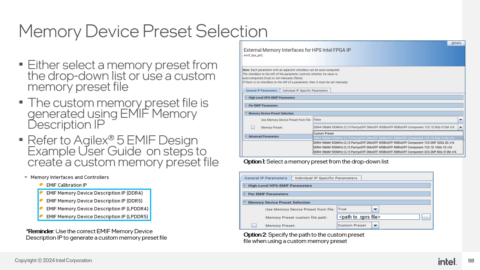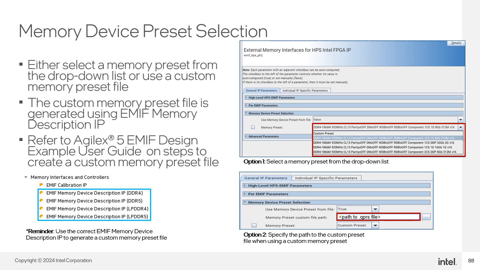To recap, you can either select a memory preset from the memory preset drop-down list or use a custom memory preset. The custom preset file should be generated before parameterizing the HPS EMIF. The flow to generate the QPRS file is the same for both Fabric EMIF and HPS EMIF. You can generate a custom memory preset file using the EMIF memory device description IP. Refer to the Design Example User Guide, for example, on how to create a custom memory preset file.